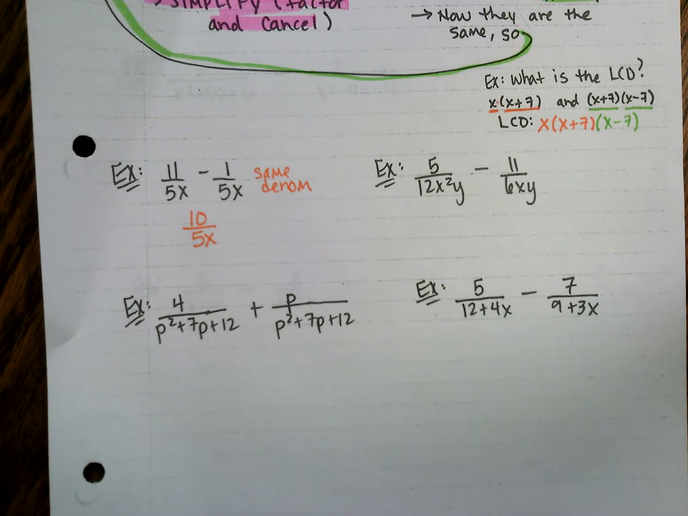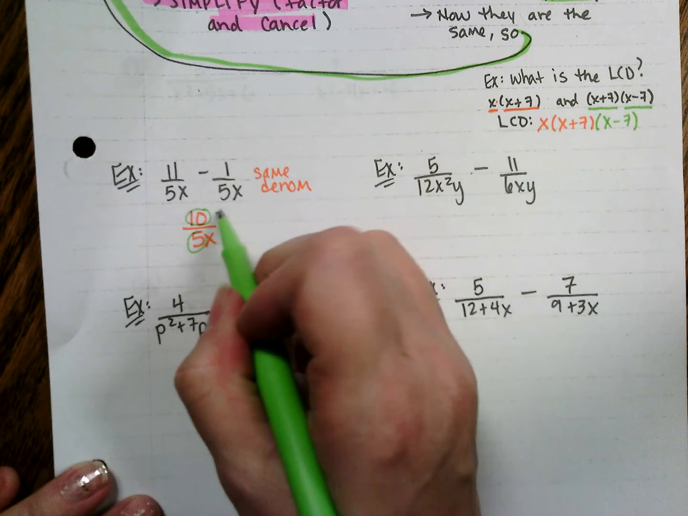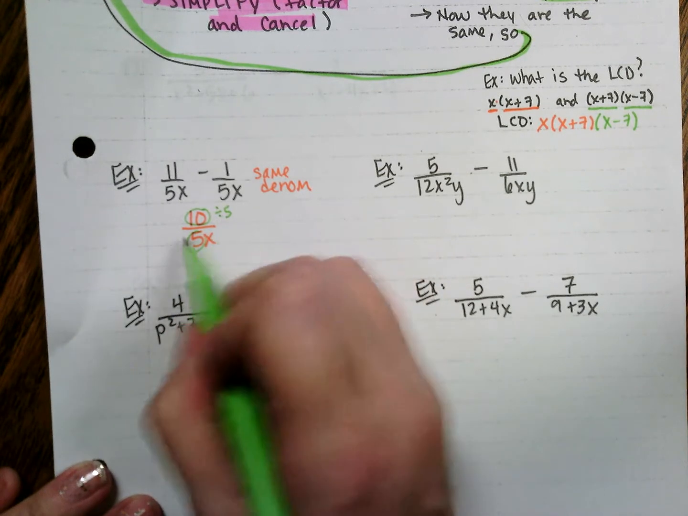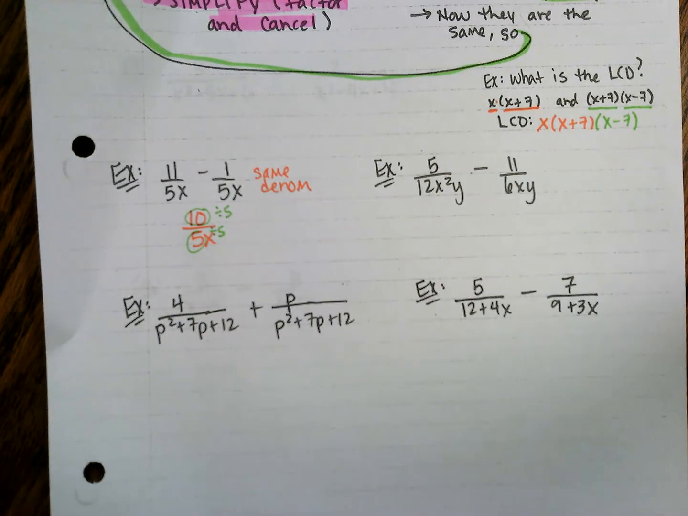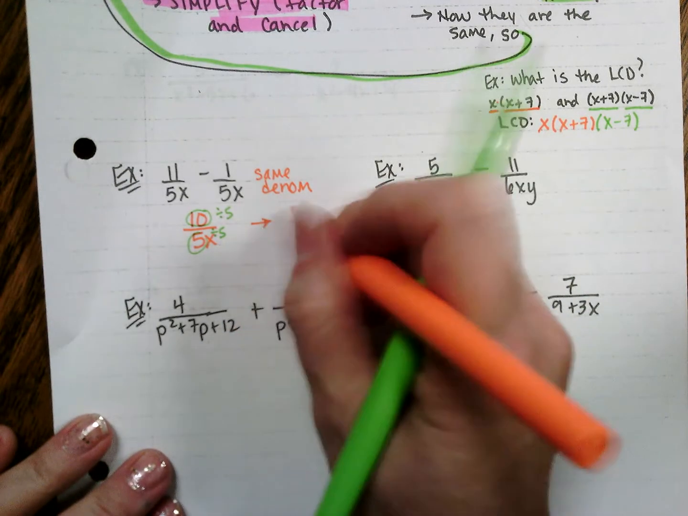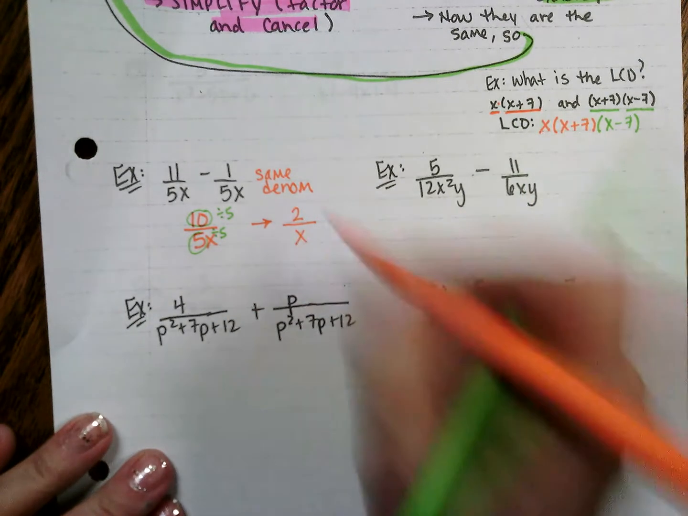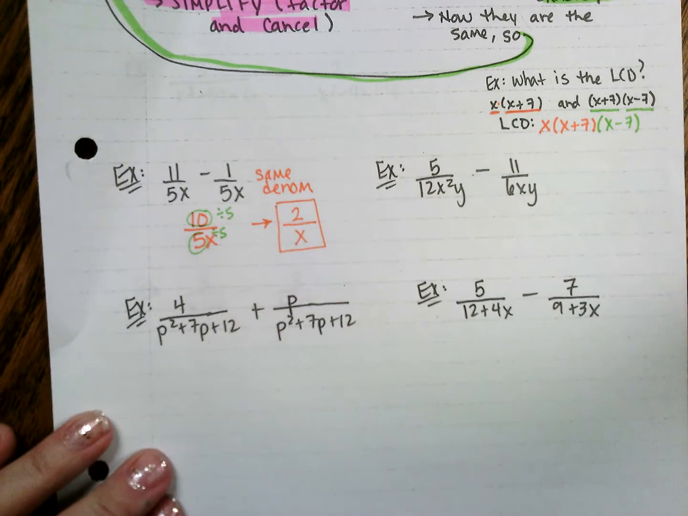And then I want to see, can I simplify? Well, I see that the 10 and the 5 can both be divided by 5. So I'll do that. The numerator is going to be a 2, since 10 divided by 5 is 2, and the denominator will just be an x. So that would be my final answer.